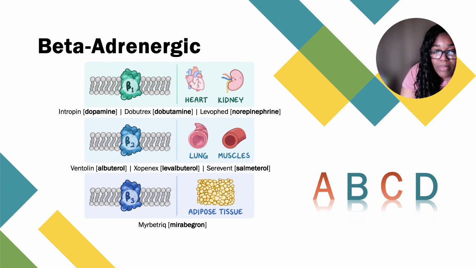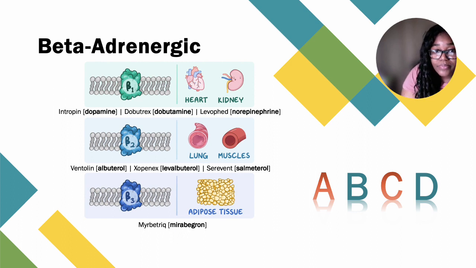So a way to remember our alpha receptors versus our beta receptors is that alpha receptors constrict, beta receptors dilate, or they help to beat. I'll say that again. Alpha receptors help with constriction, and then beta receptors help with dilation, or they help with beating.